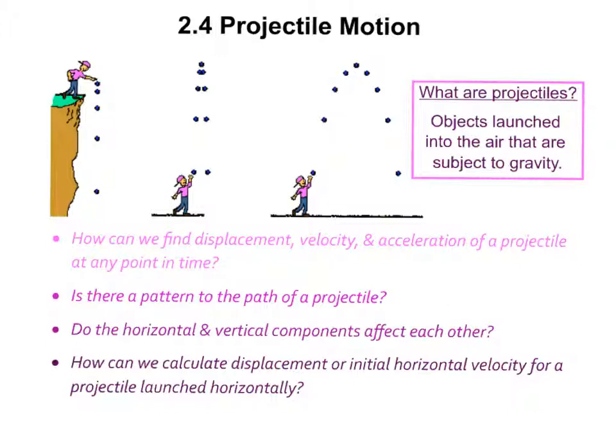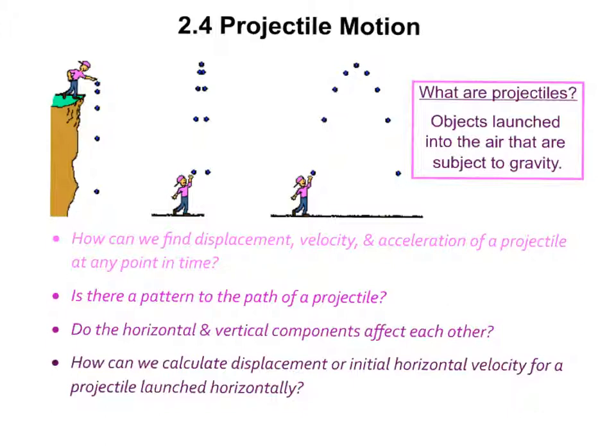So projectile motion is interesting because we're going to look at how we can find the displacement, the velocity, and the acceleration of a projectile at different points in time. We're going to look at the pattern to the path of a projectile. They have a pattern, in case you didn't know.